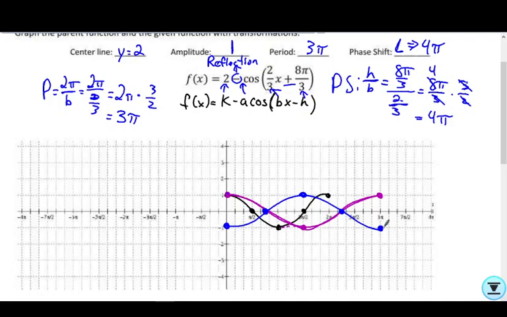Next, we're going to the left 4 pi. So all of these coordinates get moved over to 4 pi. 3 pi ends up at negative pi. 3 pi over 2 will end up at 5 pi over 2. And then your zeros will end up here and right there. So there is my shift.